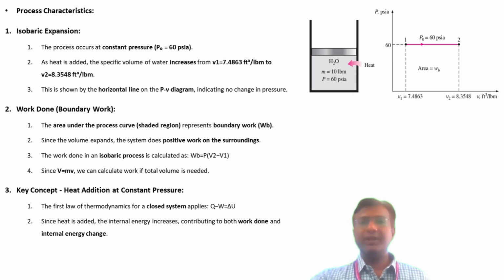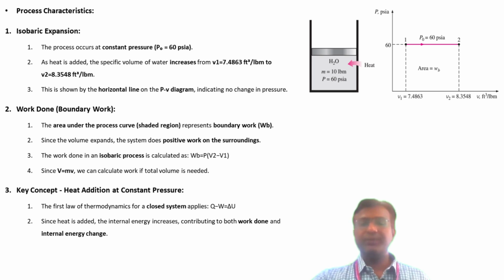Coming on to the next process, that is the isobaric expansion process. As we all know, the term isobaric means the pressure of the process remains constant. Now, in this case, we will analyze a piston cylinder system containing water. The initial pressure of this system is 60 pounds per square inch, the mass is 10 pounds, and the process is that we are going to add heat to the system at constant pressure.